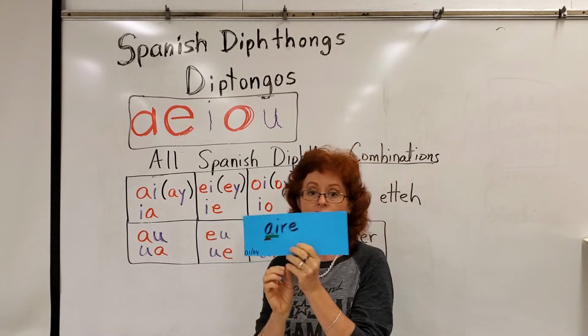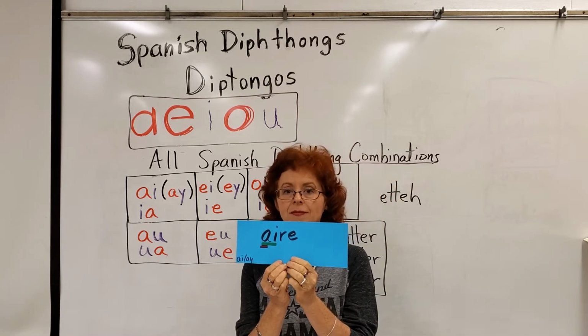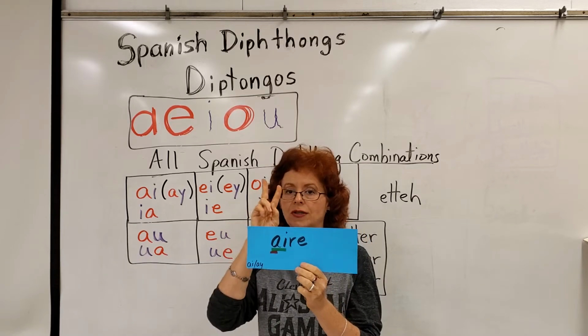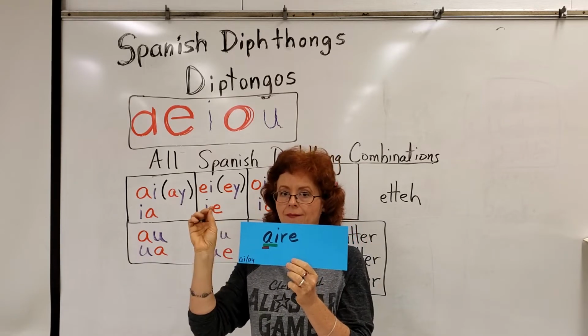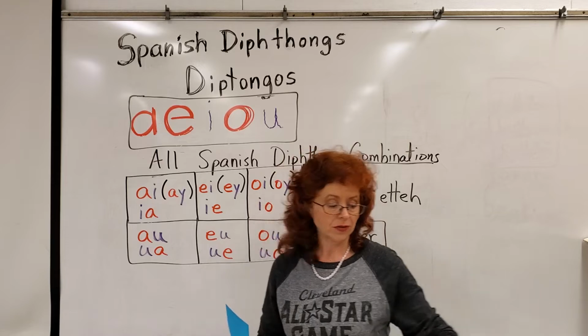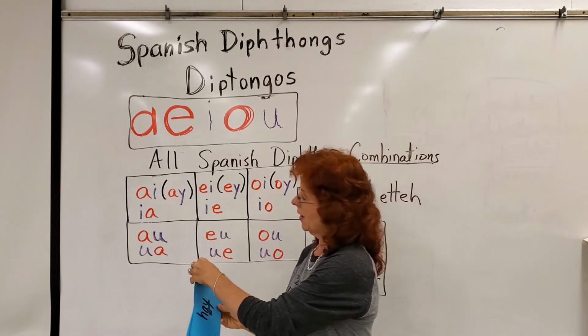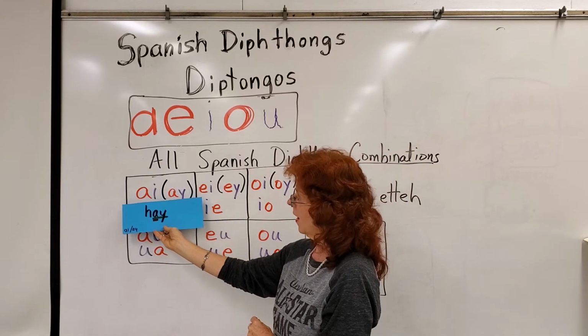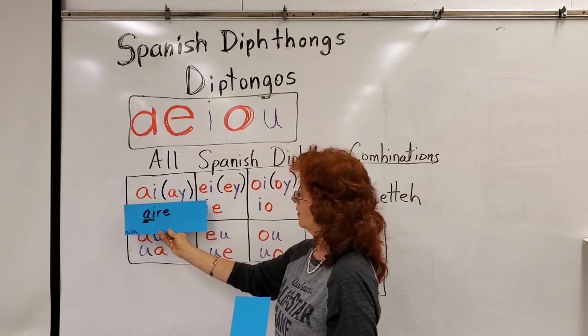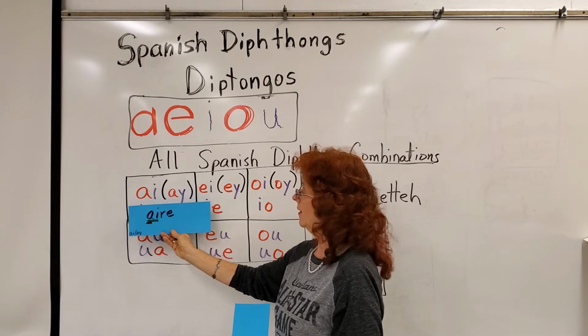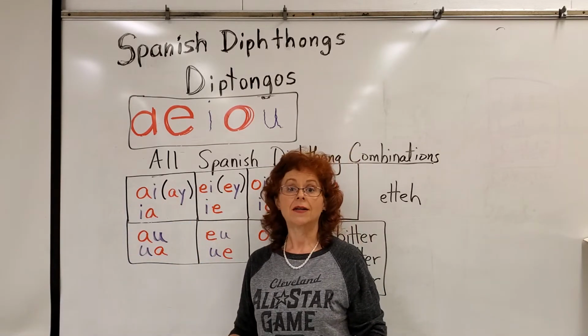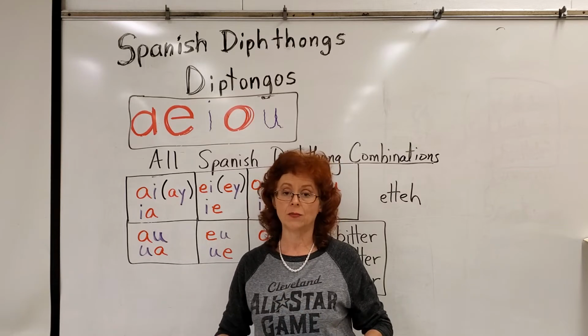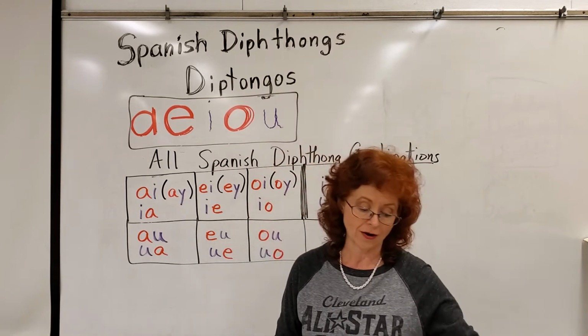Aire. Okay, can you try it? Aire. Two syllables, only two syllables. Aire. All right, so what we just did was we practiced the AI or the AY, and at the same time, we added a new letter, which was the pronunciation of the consonant R to this.